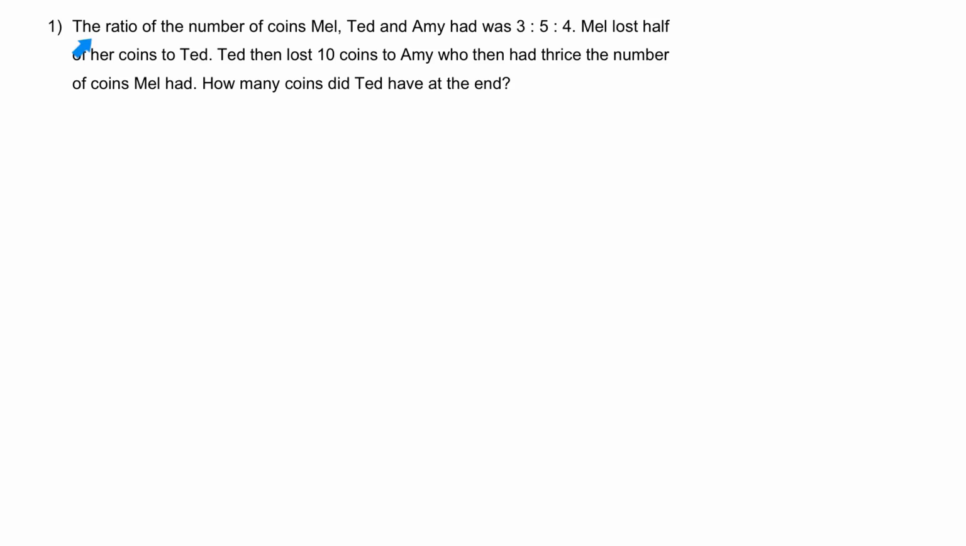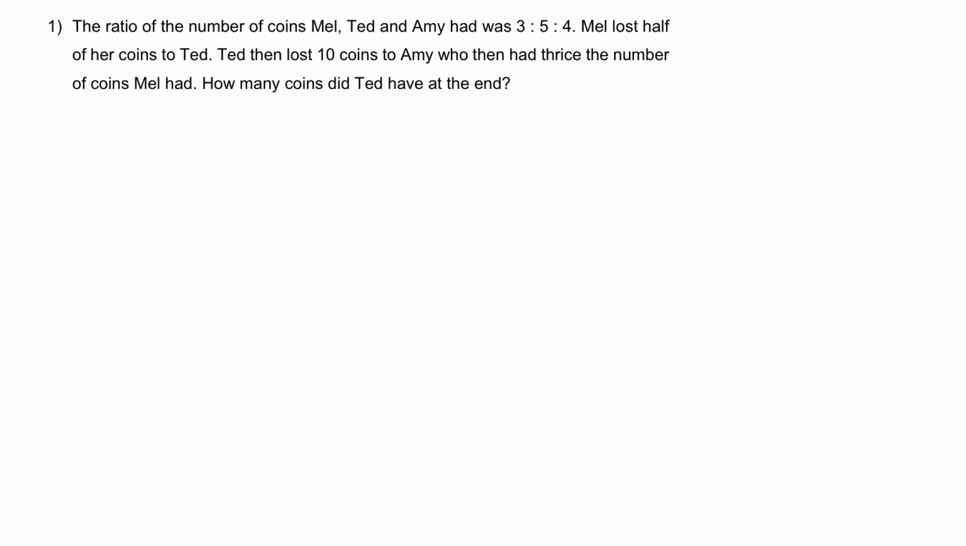Question 1. The ratio of the number of coins Mel, Ted and Amy had was 3:5:4. Mel lost half of her coins to Ted. Ted then lost 10 coins to Amy, who then had thrice the number of coins Mel had. How many coins did Ted have at the end?